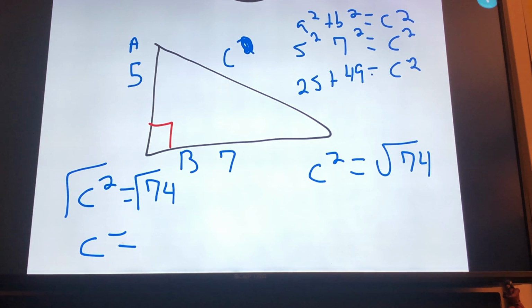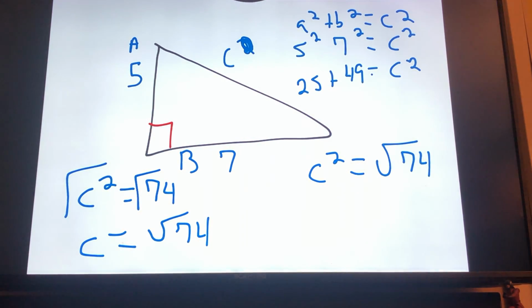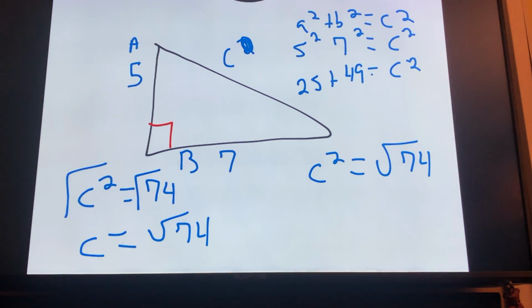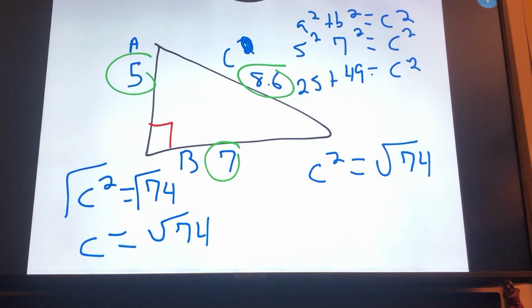You can leave it as C equals the square root of 74 if you want, because it doesn't have a perfect square. Or you can go ahead and put it in your calculator. If you take the square root of 74, you get 8.6. So we got 5, 7, and 8.6 as our sides.